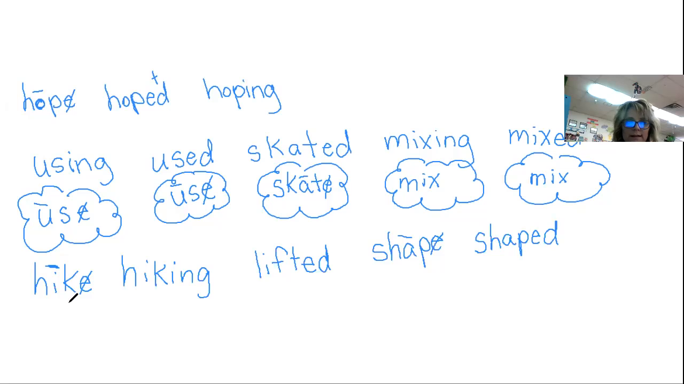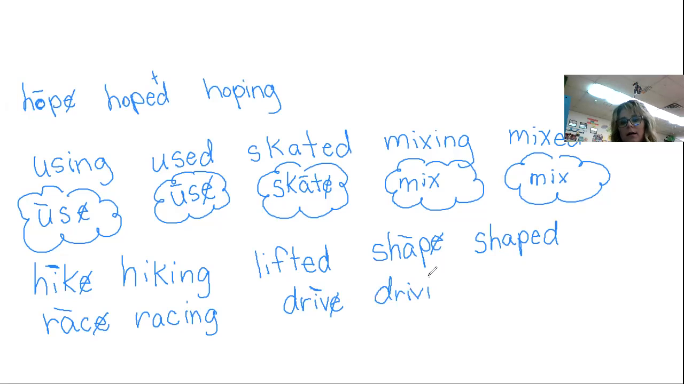Racing. What was racing? What's the base word? Race. And you know you need that sneaky E. Drop it and add your ing. And then driving. She is driving across the country. Driving. Think about drive. Long I, sneaky E. You're going to drop the E and add ing.